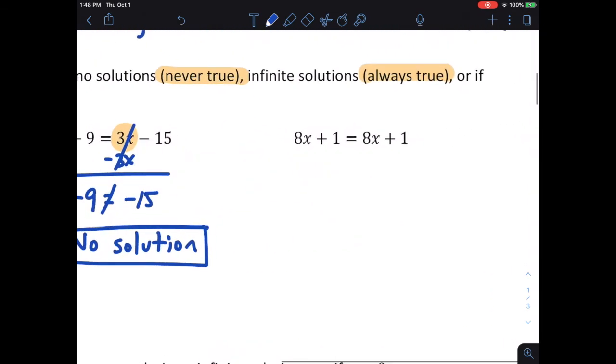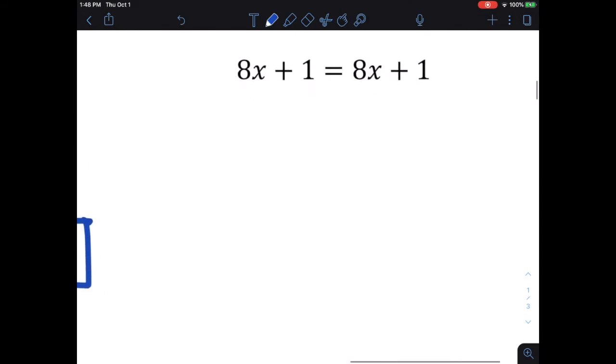All right, so let's look at this other one. The first thing I want you to notice is that the right-hand side is exactly the same as the left-hand side. I said that backwards, didn't I? This is left, that's right.